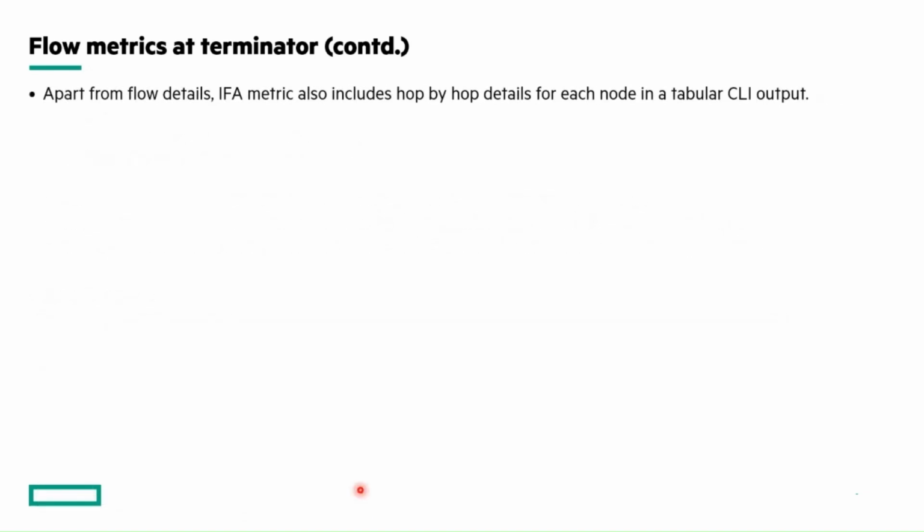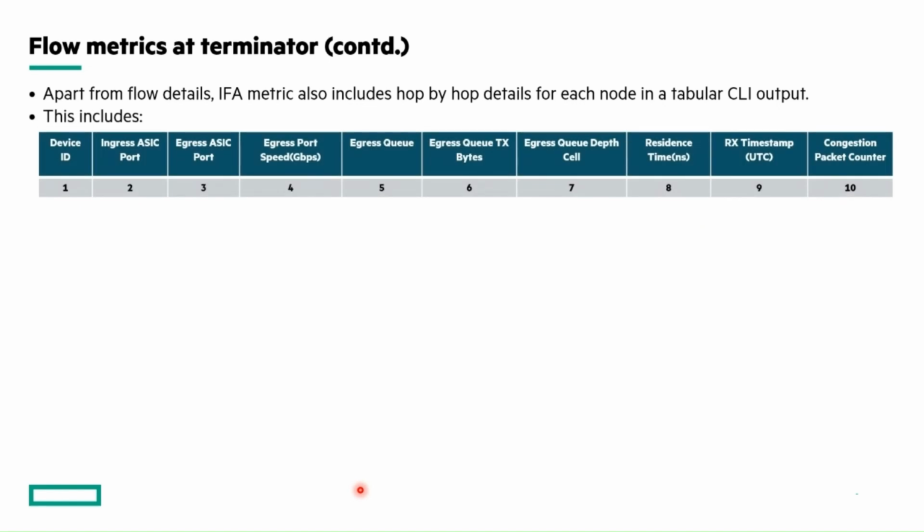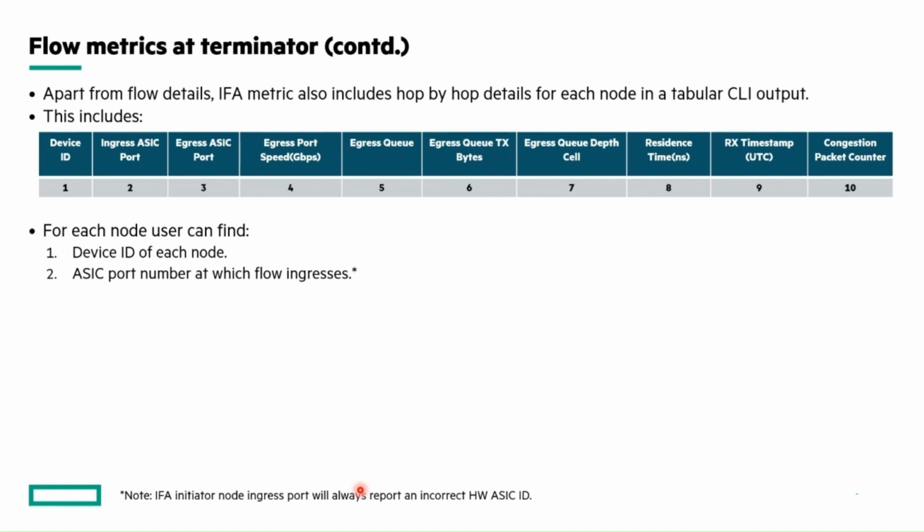So apart from flow details, IFA metrics also include hop by hop details for each node in the tabular CLI output. Now, these details will include the device ID for each node, and the ASIC port number at which the flow ingresses. It should be noted that the IFA initiator node's ingress port will always report an incorrect hardware ASIC ID. This is expected to be updated in upcoming releases. And this is just initiator specific as of now.